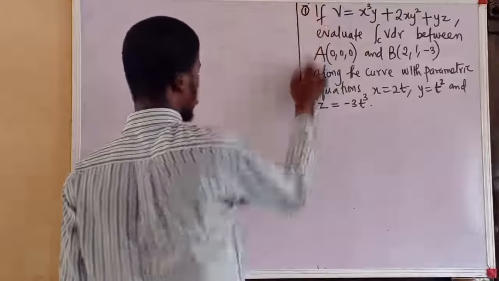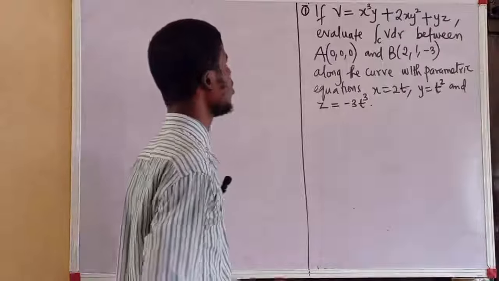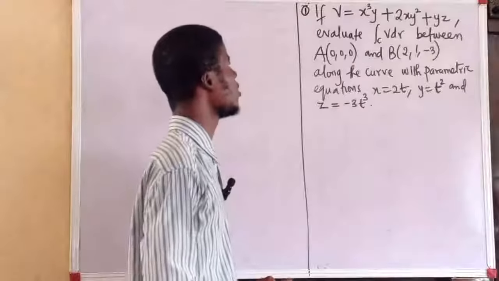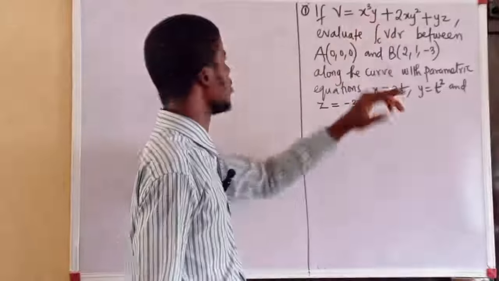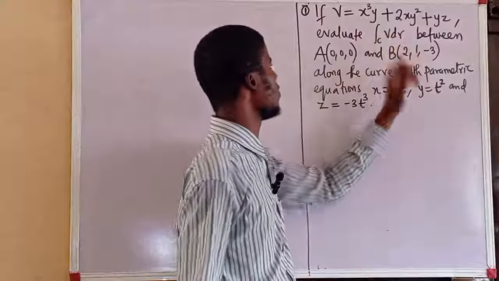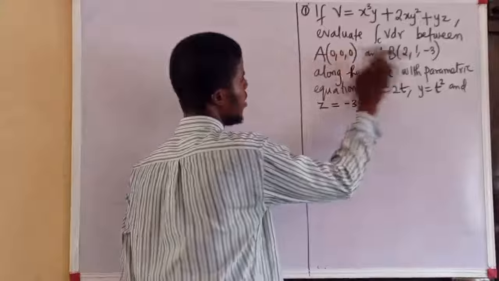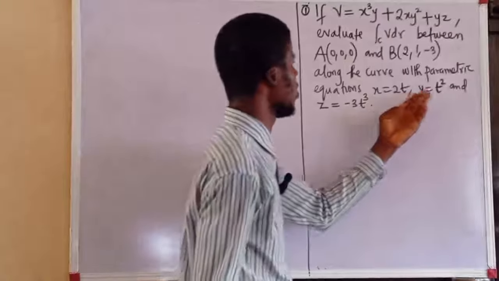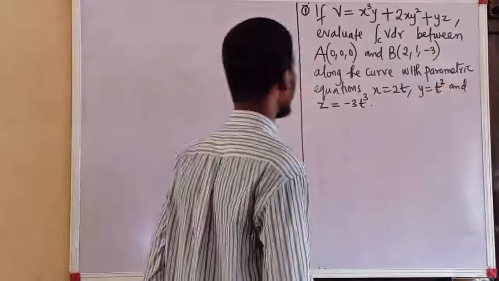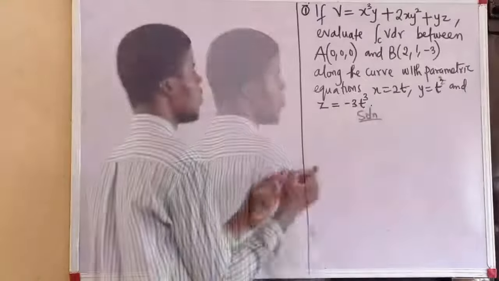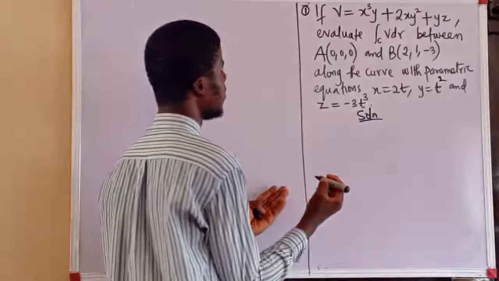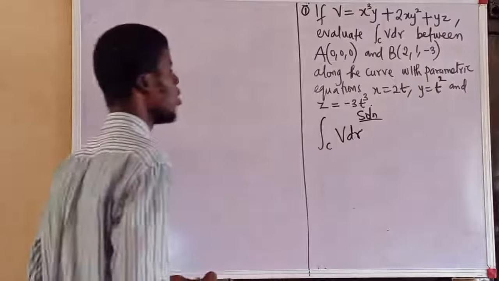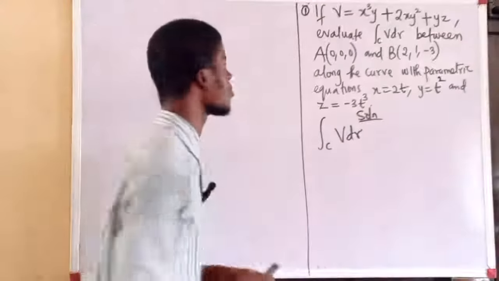The first question here says, if V equals x cubed y plus 2xy squared plus yz, of course, this is a scalar function. We have to evaluate the line integral of V between these 2 points A and B along the curve with parametric equations x equals 2t, y equals t squared, and z equals minus 3t cubed. For the line integral of a scalar field, we have this, V dr. So what is V and what is dr?